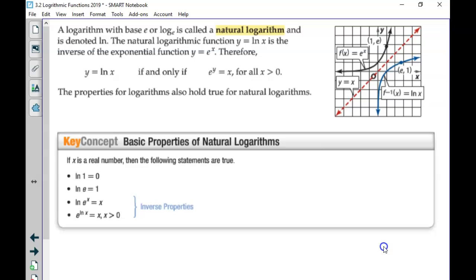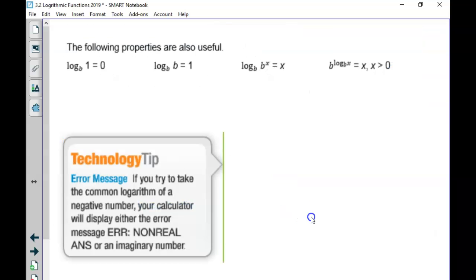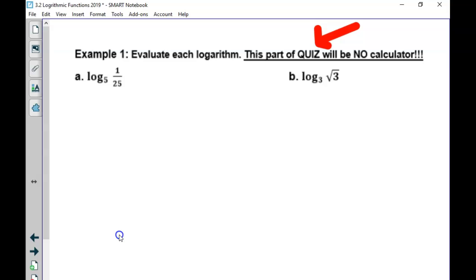All right, and it also works when we see ln, because ln just means it's base e. Everybody good? All right, I knew you'd remember this stuff. It does say down here, if you try to take a log of a negative number, you'll get an error message, but on the quiz, you don't get to use a calculator. All right, here we go. This is no calculator, so let's practice.